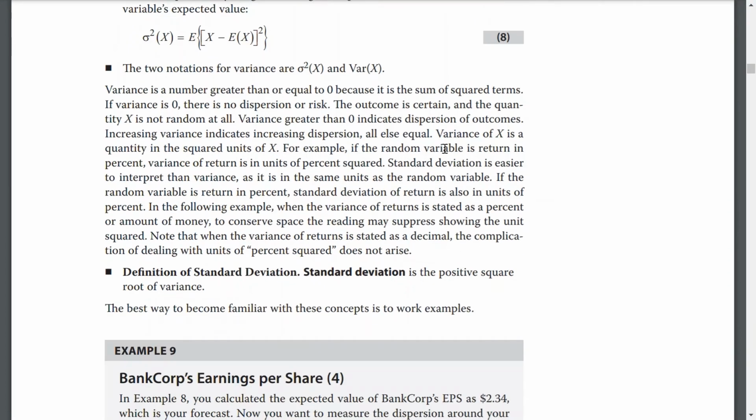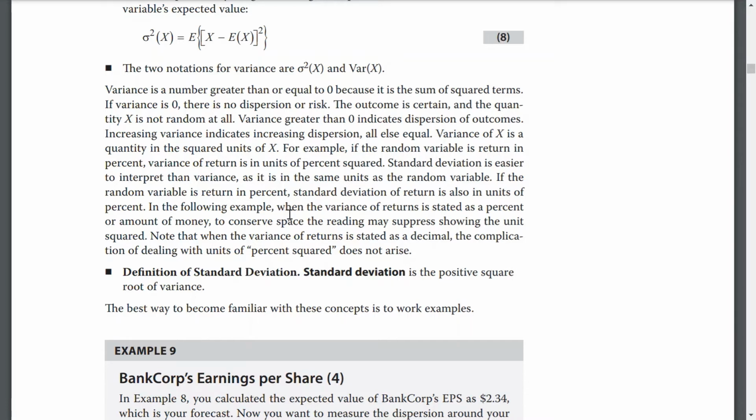Variance of x is a quantity in the squared unit of x. For example, if a random variable is returns in percent, the variance of returns is in units of percent squared. Standard deviation is easier to interpret than variance as it is in the same unit as the random variable. If the random variable is returns in percent, the standard deviation of returns is in units of percent.